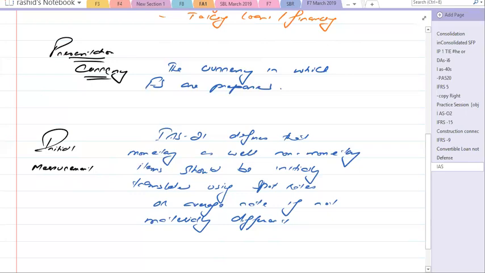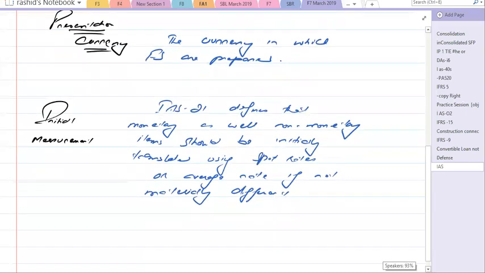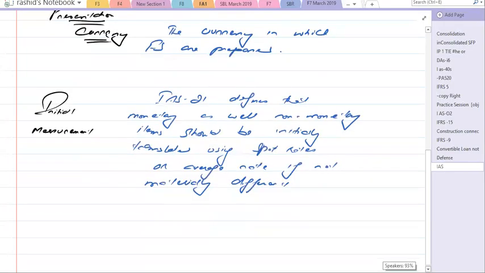So IAS 21 defines that monetary as well as non-monetary items should be initially translated using the spot rates. Spot rate is actually the rate at the transaction date, sometimes also known as historical rate. If you're doing a transaction on 1st January, then the rate of 1st January is known as the spot rate, right at the spot on 1st January. Or average rate if not materially different. Average rate is, for example, if you have multiple rates, then taking the average rate.